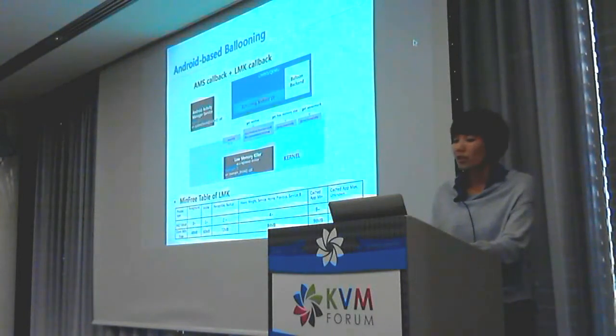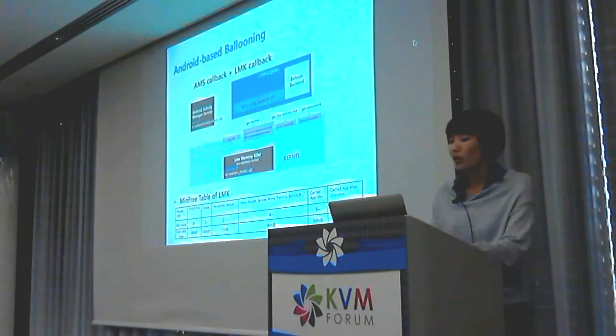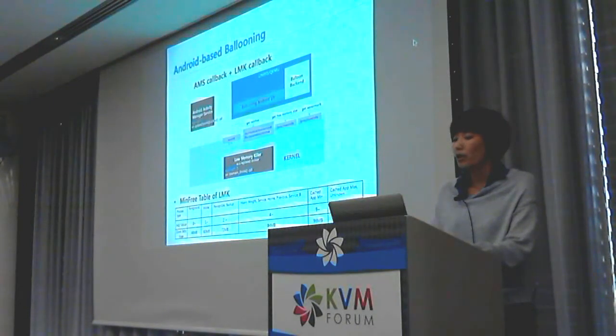Min free table consists of tuples of minimum adjustment value of a victim process and a minimum free memory size. If current free memory is about 90 megabytes, it corresponds to the fifth column. So LMK will inspect processes with adjustment value greater than or equal to 9 and find the process with the biggest adjustment value and the largest memory usage.